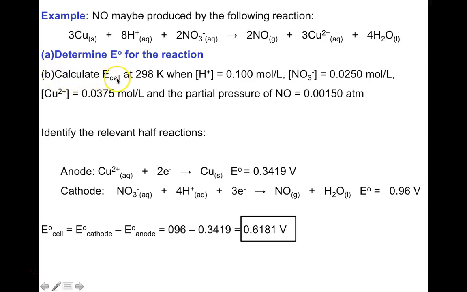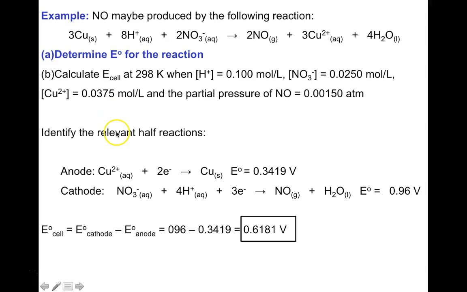Then we're going to calculate the cell potential when the hydrogen ion concentration has dropped down to 0.1 mole per liter and the nitrate ion concentration is 0.025 moles per liter. The copper ion concentration is 0.0375 moles per liter, and the partial pressure of NO, because it's a gas, is 0.0015 atm. You can see we've got some pretty awkward coefficients in here, and so that's going to lead to a fairly awkward expression for Q.